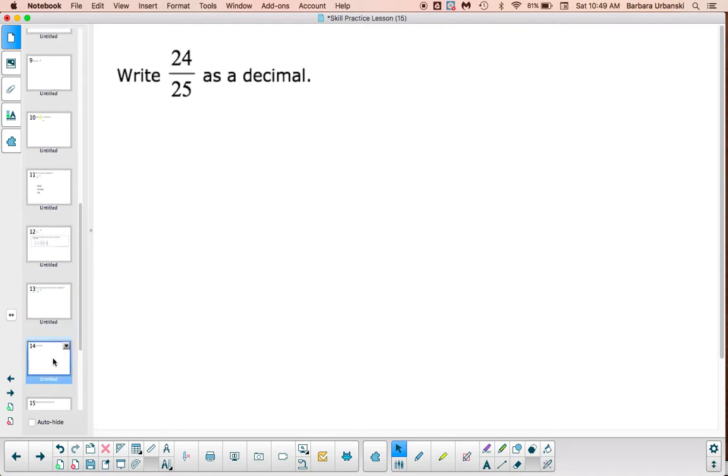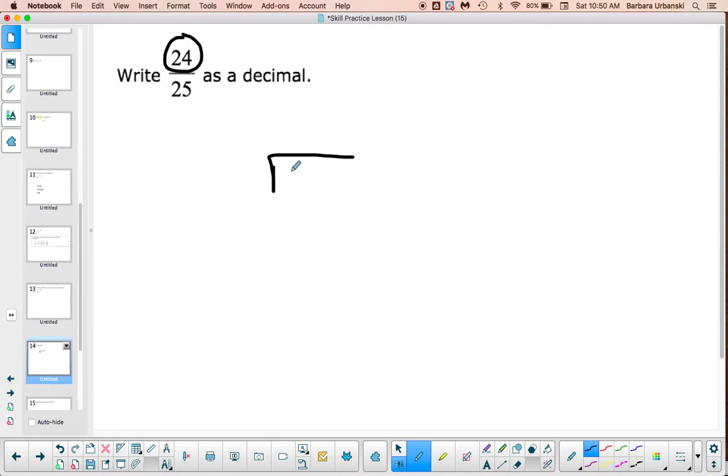Write 24 over 25 as a decimal. I always teach it where this fraction bar means divided by. The top number, top dog, goes in the house. So if you were really going to perform the division on this problem, here's your top dog, goes in the house. So here's the house. The 24 would go here. You're going to put this over here. This is going to be your divisor.